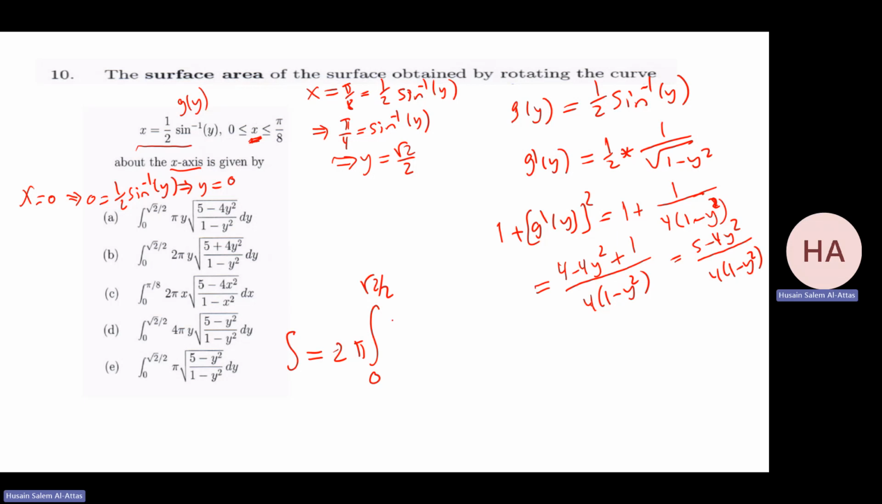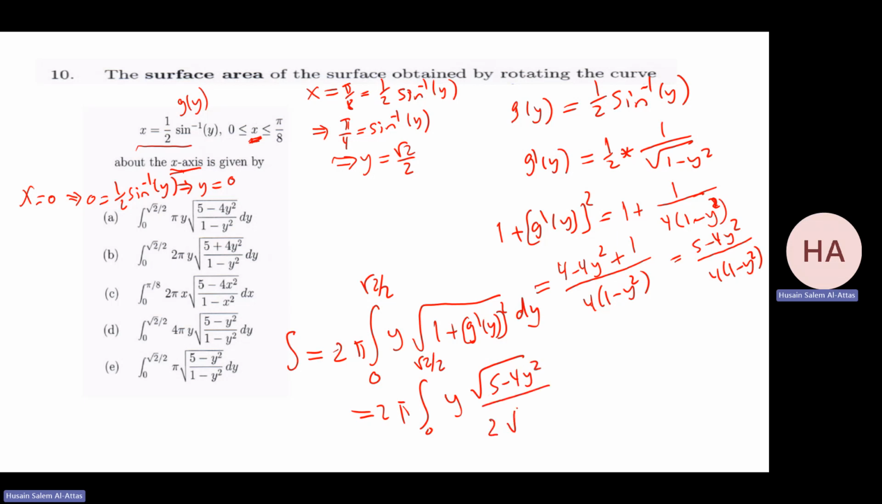So that is 2 pi from 0 to square root 2 over 2. Since I have rotation about the x-axis, I need y times the square root of 1 plus g prime squared, and I am dealing in terms of y dy. What is this? The square root of 5 minus 4y squared. Here I have 2 times the square root of 1 minus y squared. This 2 cancels with this 2, dy. So I have this result.